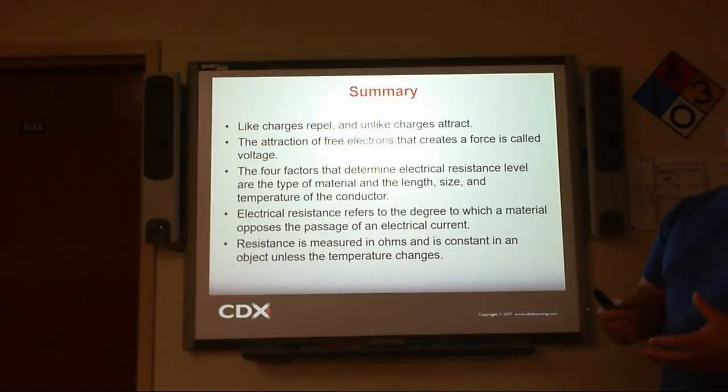Like charges repel each other, and unlike charges attract each other. It's the attraction of the free electrons that creates a force, and that force we call voltage. We talked about the 4 factors that determine the electrical resistance of any type of material, being the length of the conductor, the size or diameter of the conductor, and the temperature of that conductor. And electrical resistance refers to the degree at which a material opposes the flow of electrons. And resistance is measured in ohms and is constant unless temperature changes.